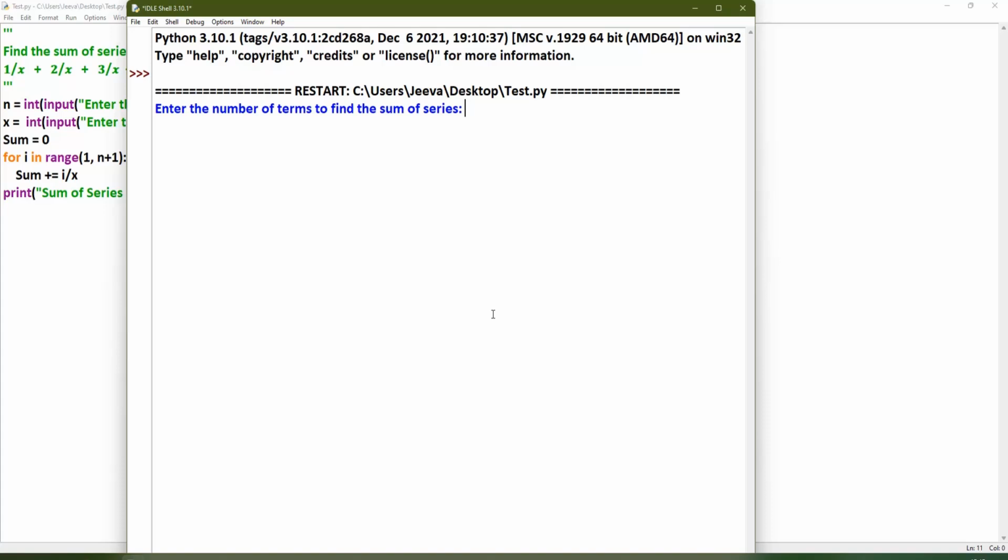I give 4 terms. X, let it be just 2. The sum is 5.0. 1 by x, that is 1 by 2, that is 0.5, plus 2 by 2 will become 1, plus 3 by 2 will become 1.5, plus 4 by 2 will become 2. So the answer is 5.0. Here also when we calculate manually, it is right.